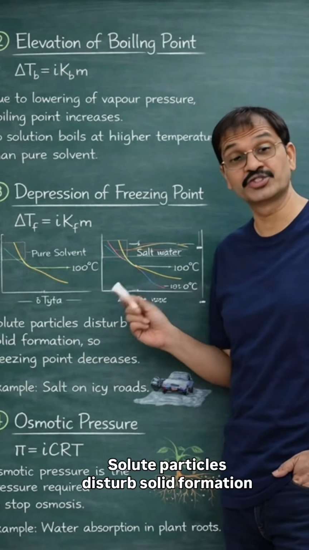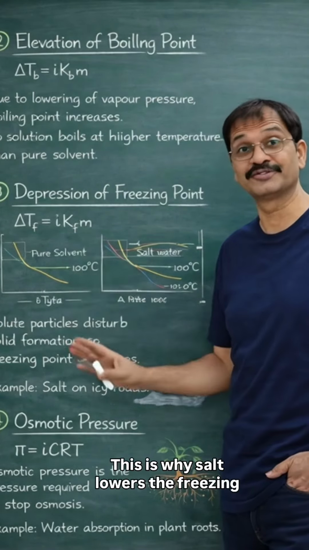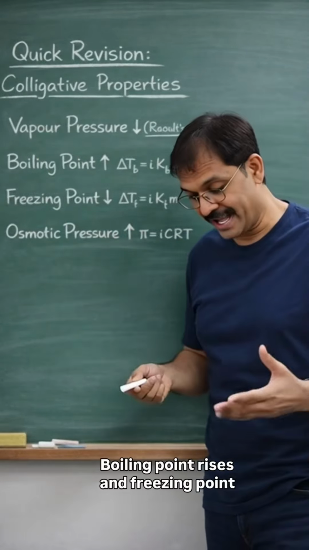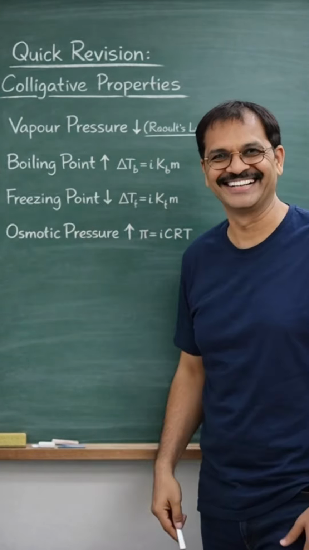Solute particles disturb solid formation, so freezing point decreases. This is why salt lowers the freezing point. First, vapor pressure decreases as per Raoult's law. Boiling point rises and freezing point drops, and osmotic pressure increases.